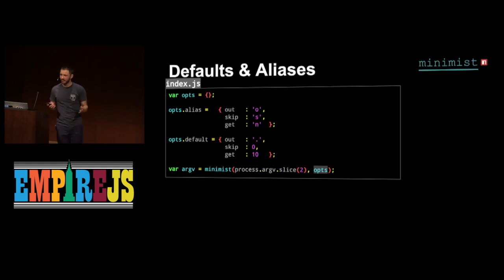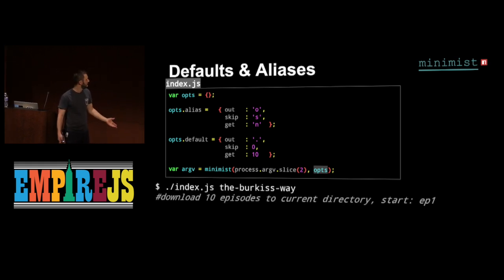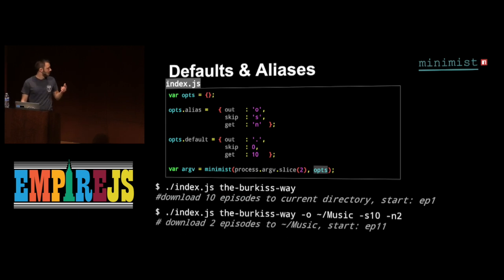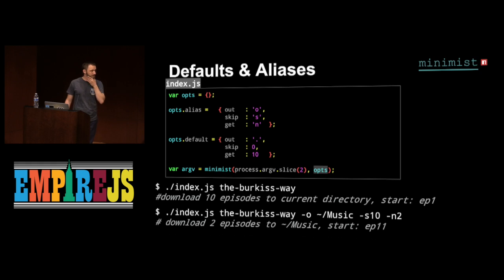And then we want to say if they don't enter anything, if they just say, I want the Berkus way, then download 10 episodes, starting with episode 1, to the current working directory. We pass those options to Minimist, and now if we call index the Berkus way, it downloads 10 to the current directory, starting with 1. If we call the Berkus way -o music -s10 and 2, then it downloads episodes 11 and 12 of the Berkus Way to the music directory.